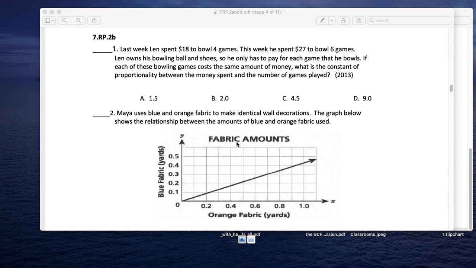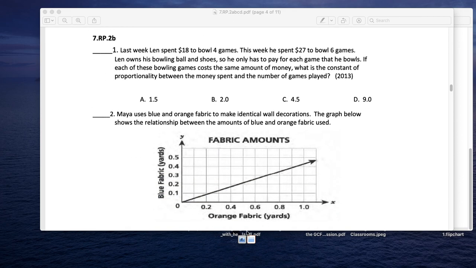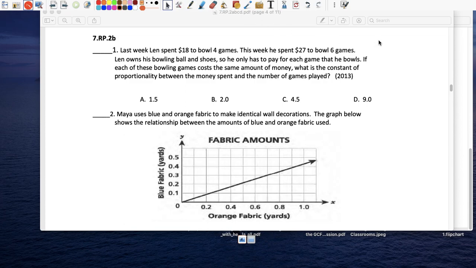So, next one. Okay, last week Len spent $18 for 4 games. All right, let's find the unit rate right away. So one game cost him $4.50 per game. This week he spent $27 for 6 games.